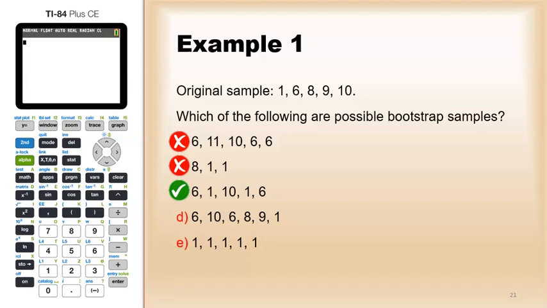Part D, 6, 10, 6, 8, 9, 1. That is not, but if you eliminate one of those numbers, it is a possible bootstrap sample. This one just has too many values. And the last one, 1, 1, 1, 1, 1. Well, it doesn't look particularly random, but technically it could happen. So this is a possible bootstrap sample.